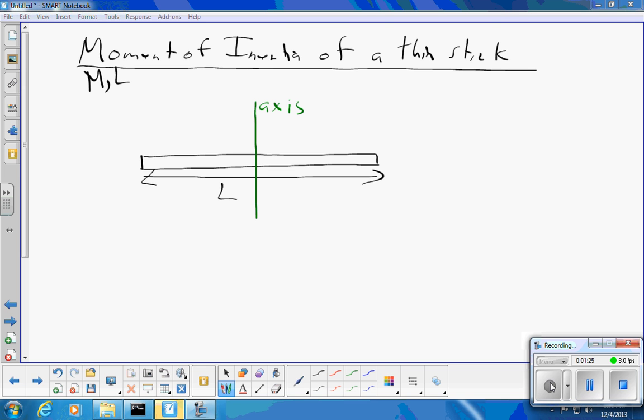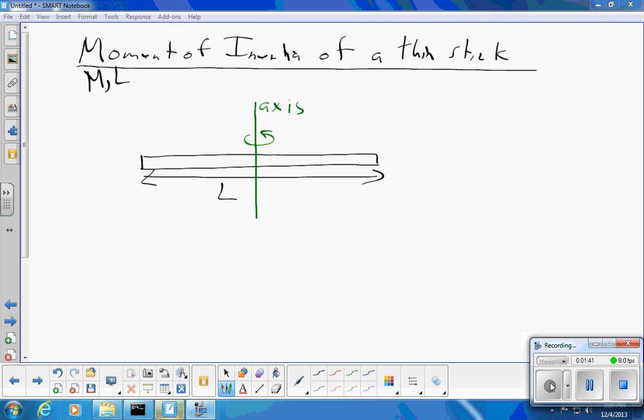I've drawn this with a vertical axis, so the stick would be rotating kind of into and out of the plane of the board, if it were to rotate. I'm not going to actually have it rotate. I'm just going to have it sitting on the board, so it doesn't really matter. The axis is in the center of the stick. Okay, how are we going to do this?